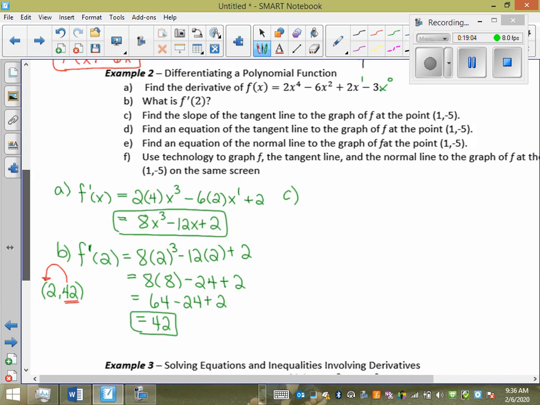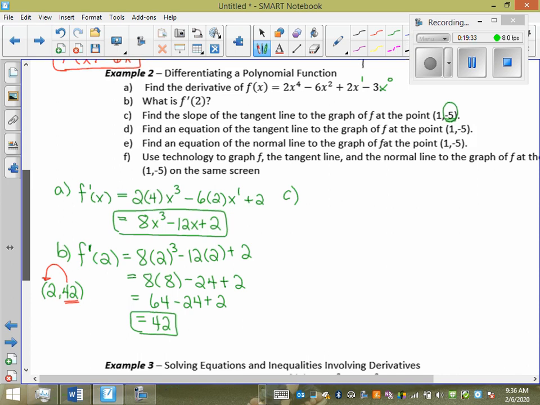So we're going to look at C. C says find the slope of the tangent line to 1 and -5. Where the heck did they get this -5? Because they don't need to give it to me. They could have just said x equals 1. If I plugged 1 back into the first equation, I would get its corresponding y value, which is -5. And I'd have a point.